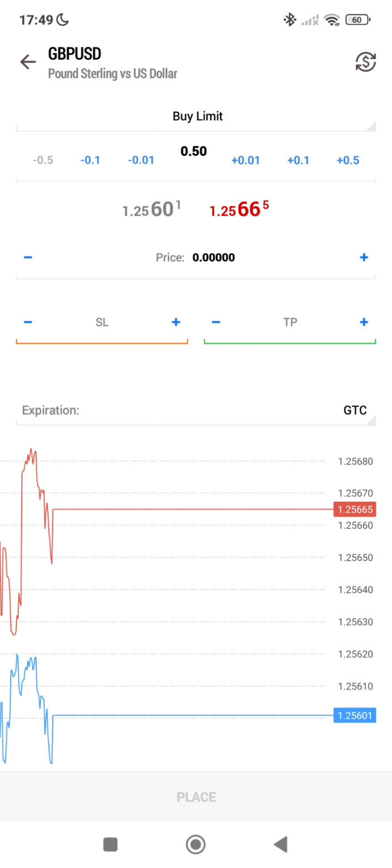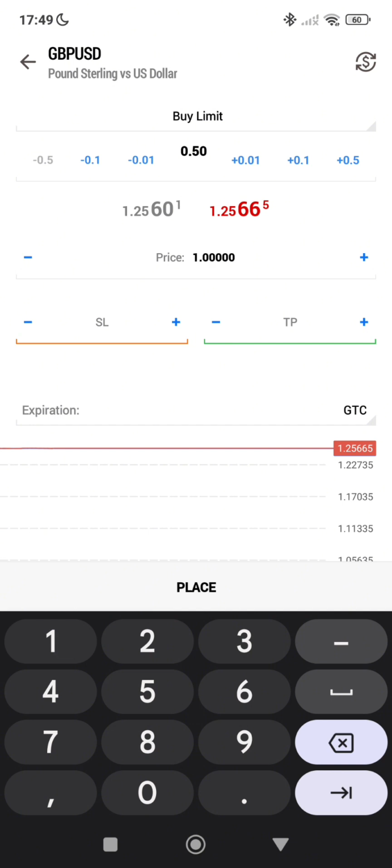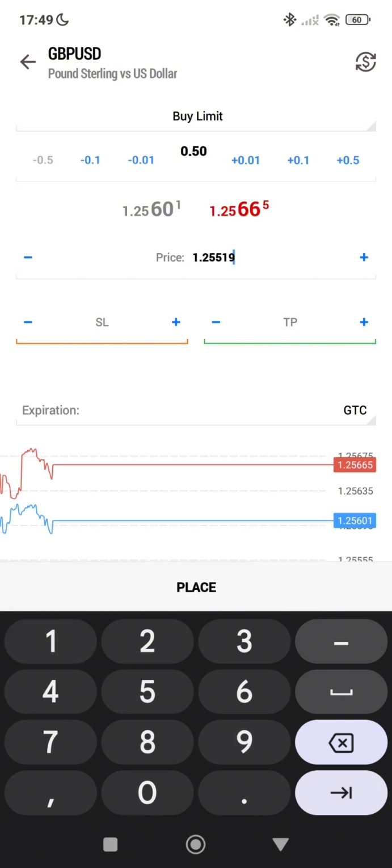Okay, and what was that price? That price was 1.25519, below the current market price. Delete all of these zeros, and you copy that price there. Okay, you should copy that.